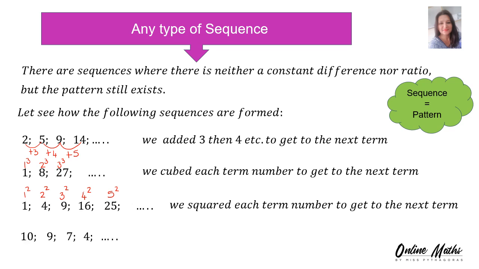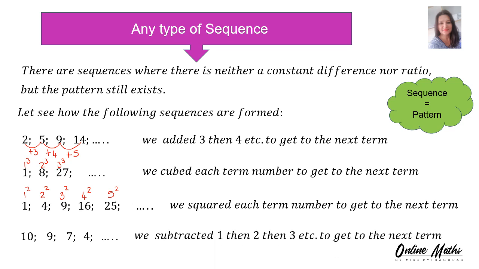In the sequence 10, 9, 7, 4, can you see what happened? We subtracted 1, then 2, then 3, etc. to get to the next term. Have a look. To get from 10 to 9, I subtracted 1. To get from 9 to 7, I subtracted 2. To get from 7 to 4, I subtracted 3.